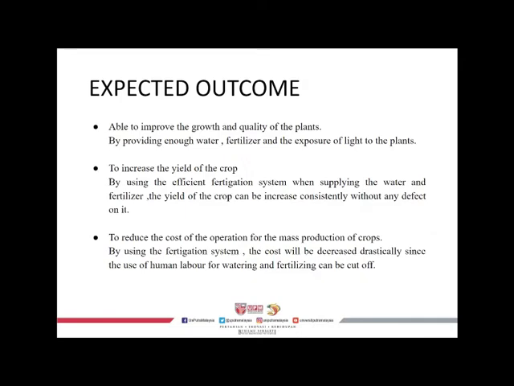For the expected outcome, the first one is to be able to improve the growth and the quality of the plant by providing enough water, fertilizer and exposure to light. Secondly, to increase the yield of the crop by using the efficient fertigation system. When supplying the water and the fertilizer, the yield of the crop can be increased consistently without any defect on it. Thirdly, to reduce the cost of the operation for the mass production of the crop. By using the fertigation system, the cost will be decreased drastically since the use of human labor for watering and fertilizing can be cut off.